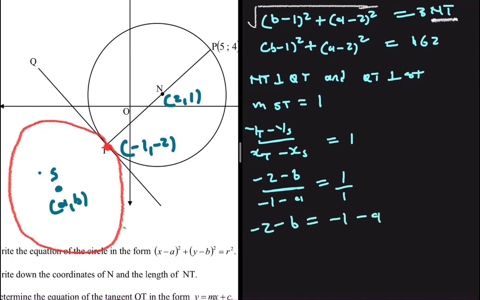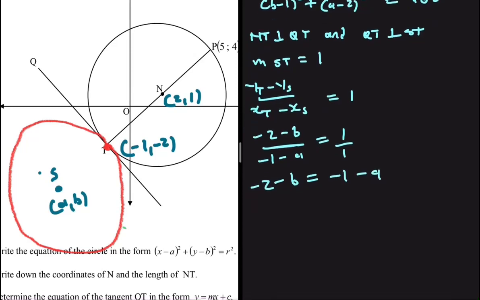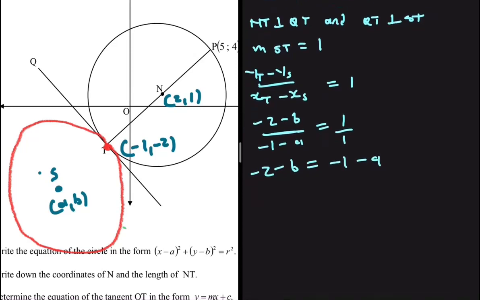Let's make b the subject of the formula. If we do that, we're going to get minus b being equals to minus 1 plus 2, that is 1, and then minus a. We divide both sides by minus, we get b is equals to a minus 1. We can call this our equation 1.